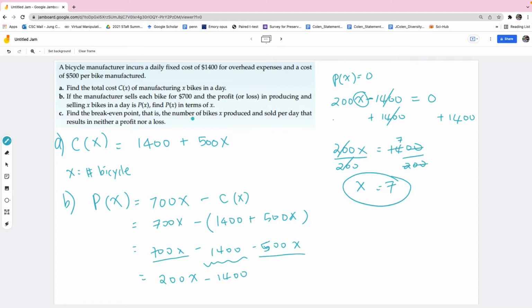So if you sell 7 bicycles, use the context again, okay? If you sell 7 bicycles, your profit will be 0. So to make bigger profit, you need to sell more than 7 bicycles. Does it make sense?